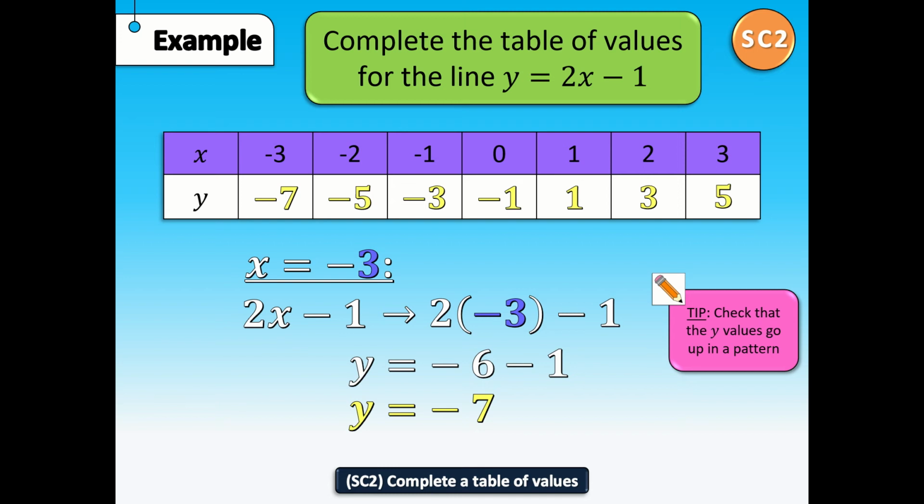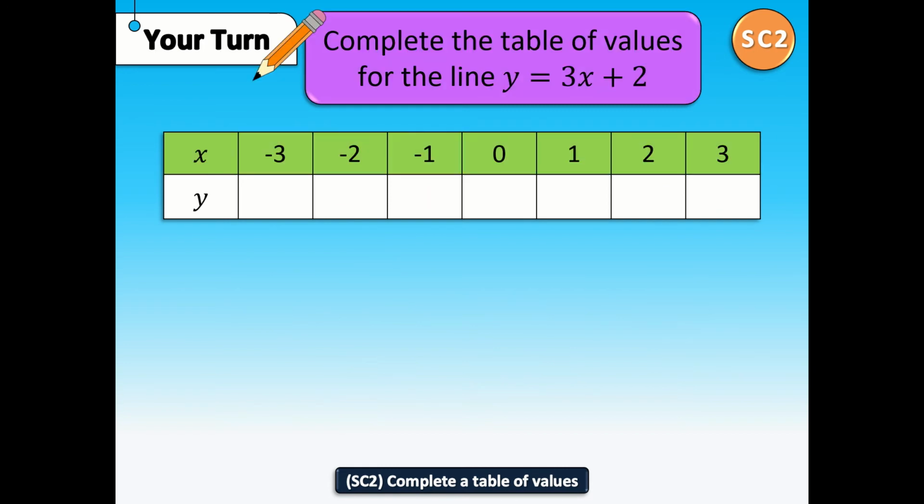We can see there's a pattern as the numbers go up in 2s. That's because the gradient of the line is 2. Here's a question for you to have a go at. Pause the video, and when you're ready to see what you should have done, press play.